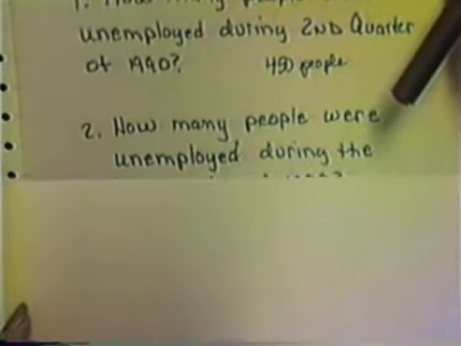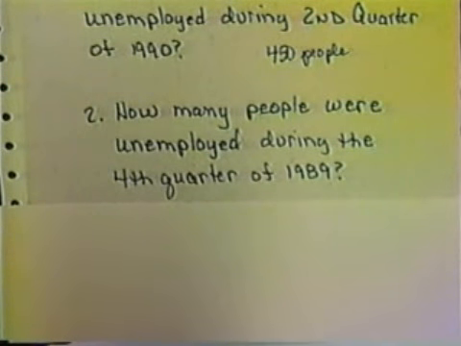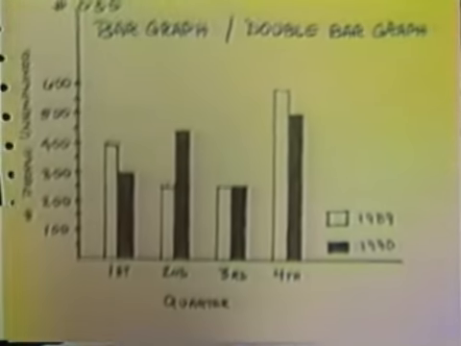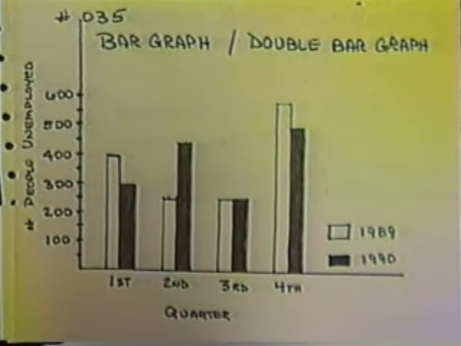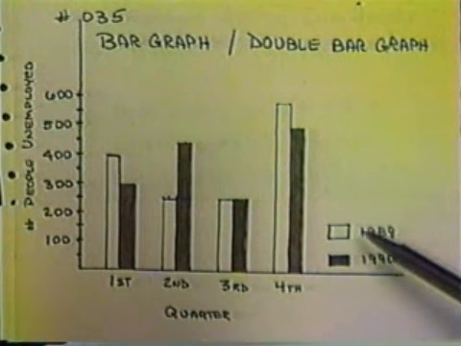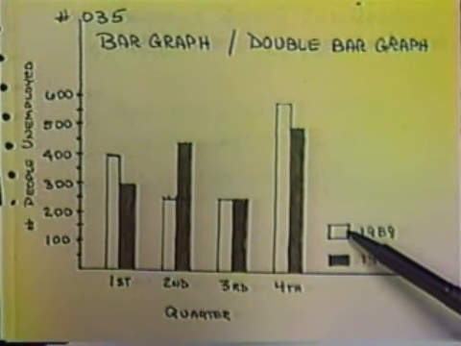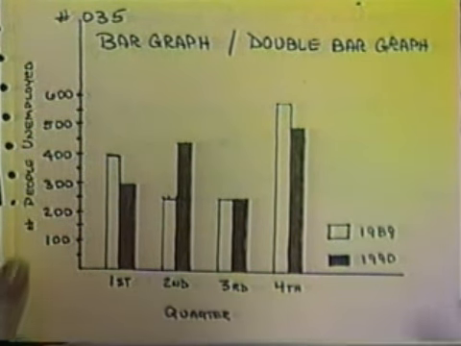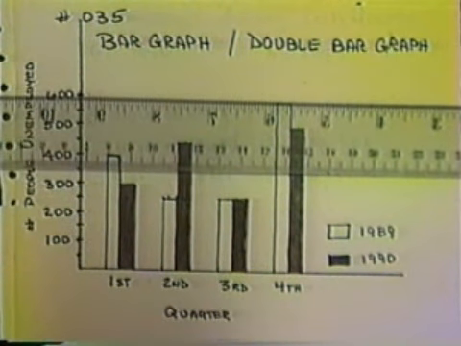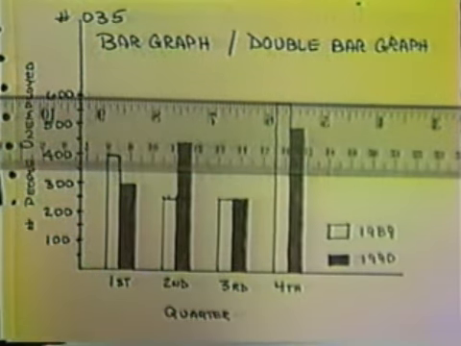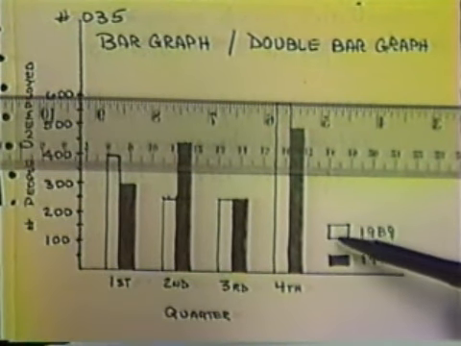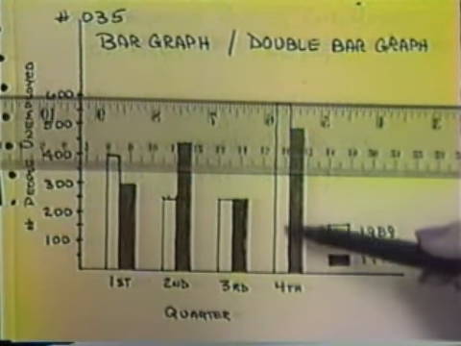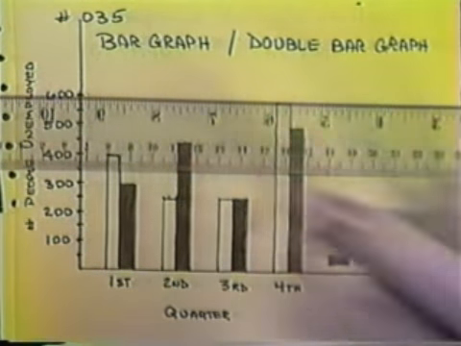Okay. The second question I'm going to ask is, how many people were unemployed during the fourth quarter of 1989? So again, I need to look at my bar graph, and I'm looking under 1989 now, so I'm looking at the white bar, and I'm looking at the fourth quarter. So I'm looking at this bar right here. I'm going to take the top and match it across, and notice that it matches at 600. Look for the white bar because I'm looking at year 1989. The top of the white bar represents 600.